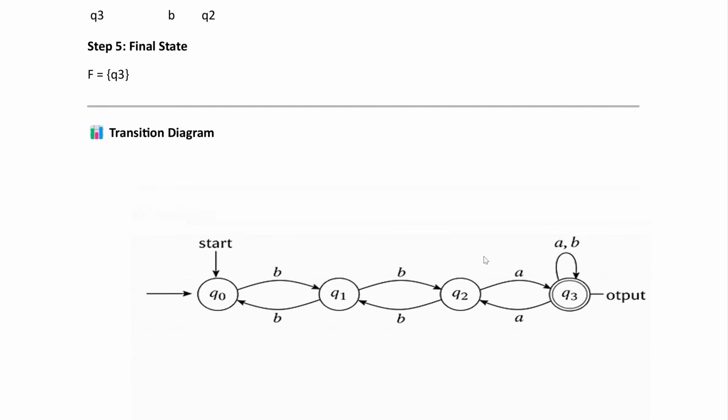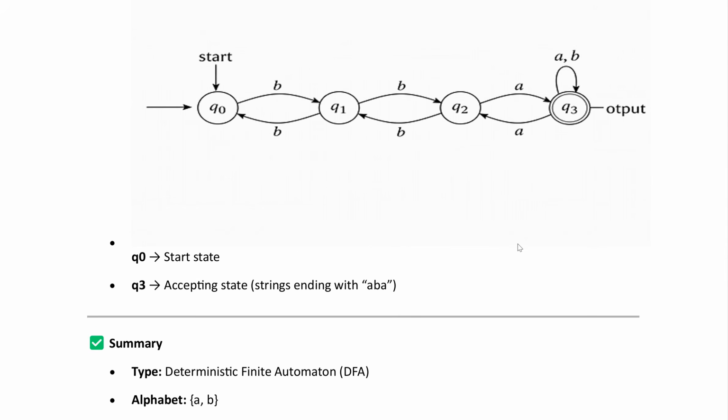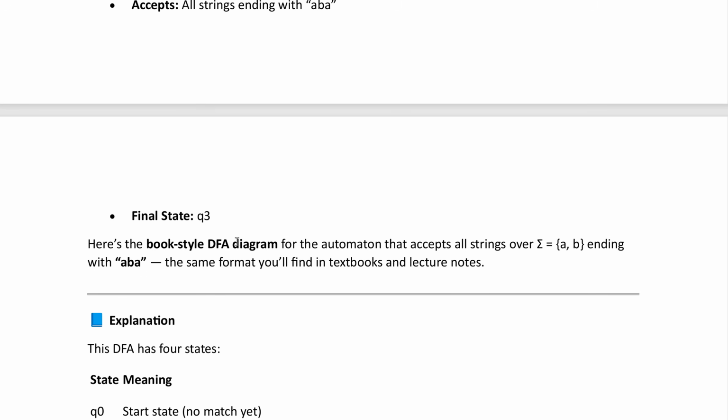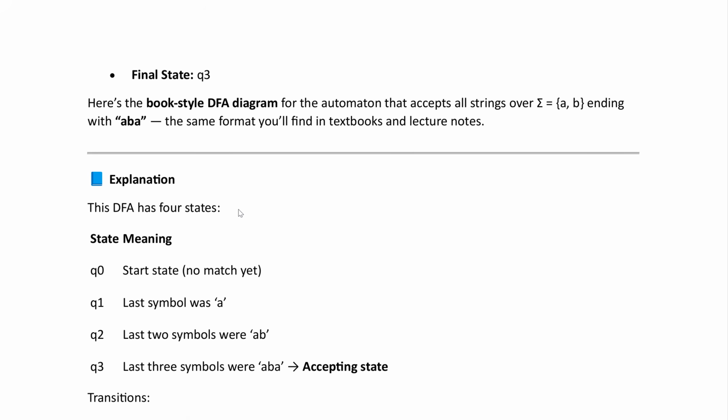This is the transition table, right? So as you can see, this is the final state. Q3 is the final state because it is marked by the double circle, and you can check that when we reach the state Q3 from state Q0, all the strings will be ending with ABA, which has been asked in the question, right? So this is the summary. Final state is Q3, right?